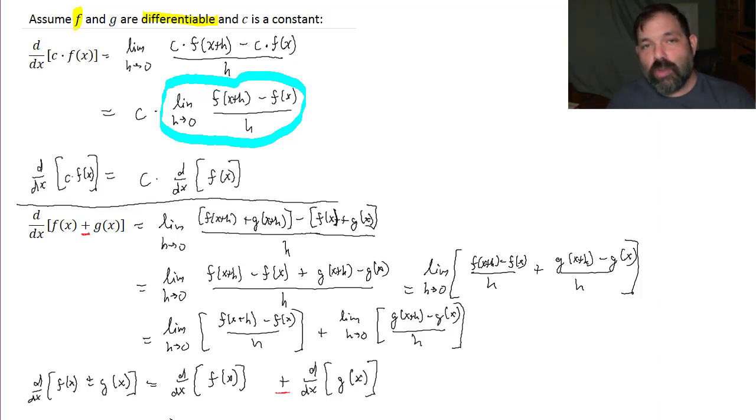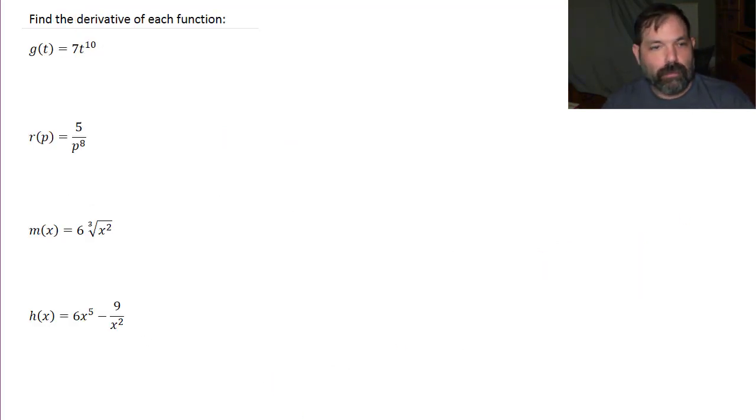All right, so now, using what we've learned so far, let's calculate the derivatives of some functions. Find the derivative of each function. All right, so here we have the function g of t is 7t to the 10th. Then the derivative of the function, all right, so then g prime of t would be 7 times the derivative with respect to t of t to the 10th. Notice how I treated the 7 as a constant, and I brought it outside in a sense.